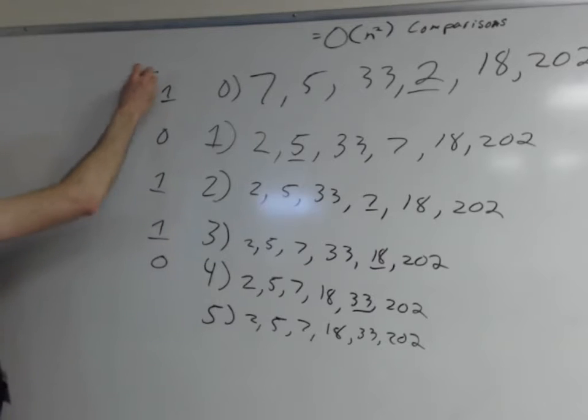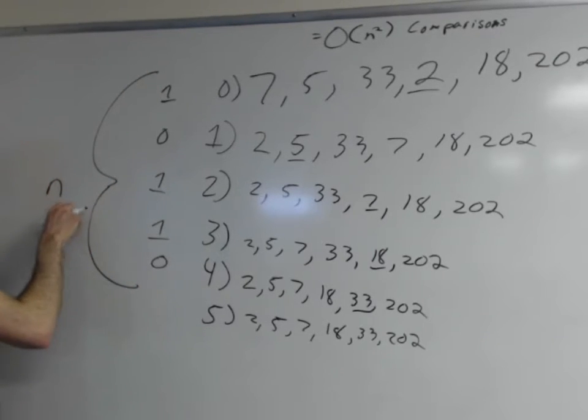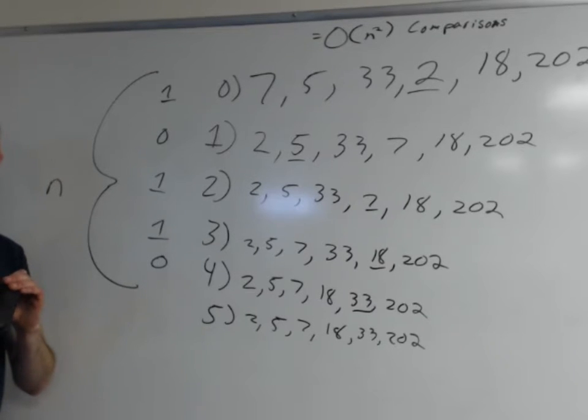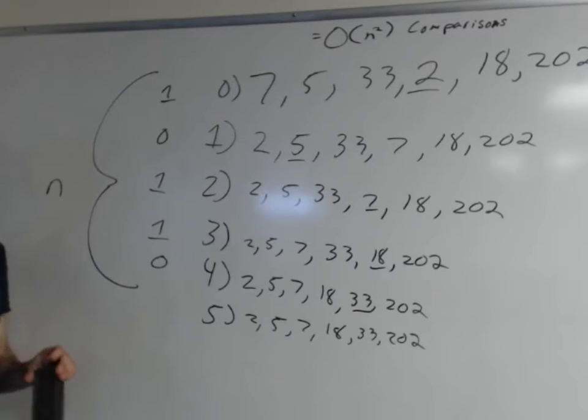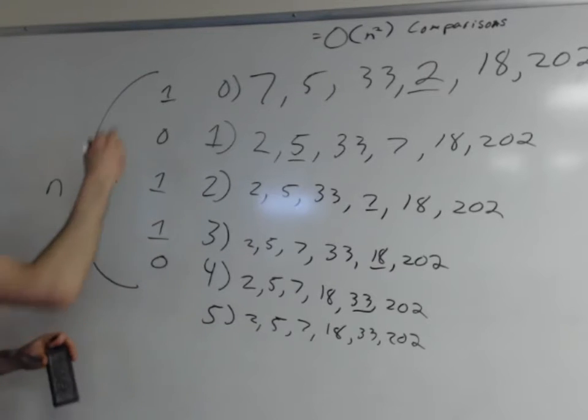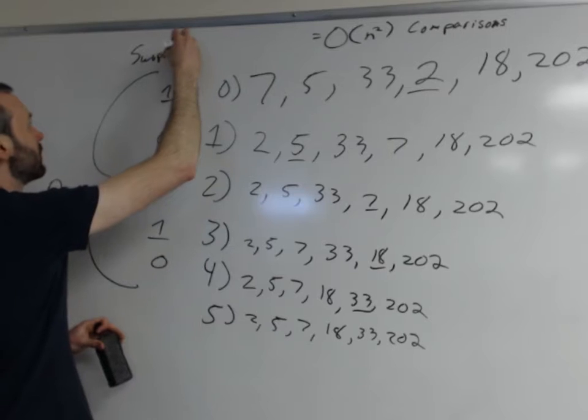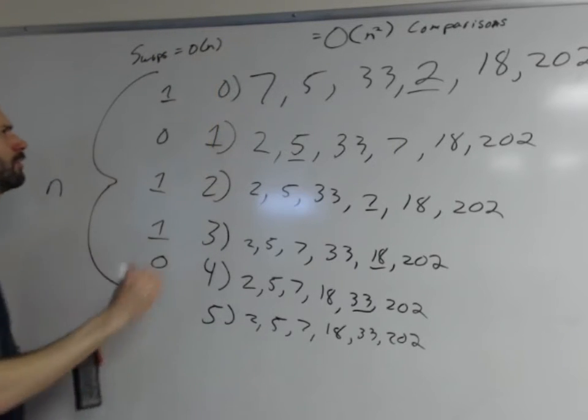How many times do you do a swap? N times. So it's n times maybe 1 or whatever, which makes the number of swaps what? O of? Yeah, someone said it. O of n. So swaps equals O of n.